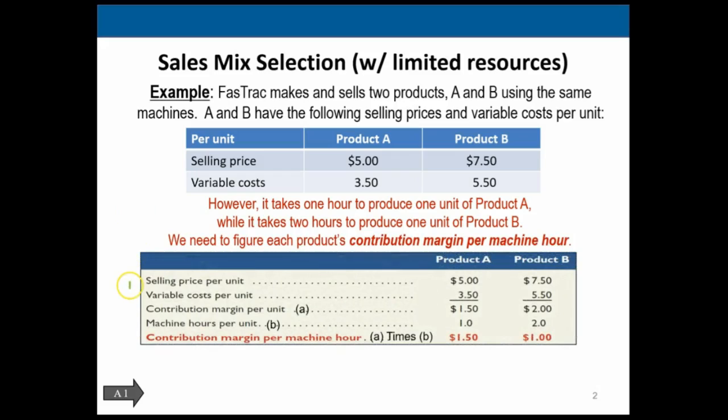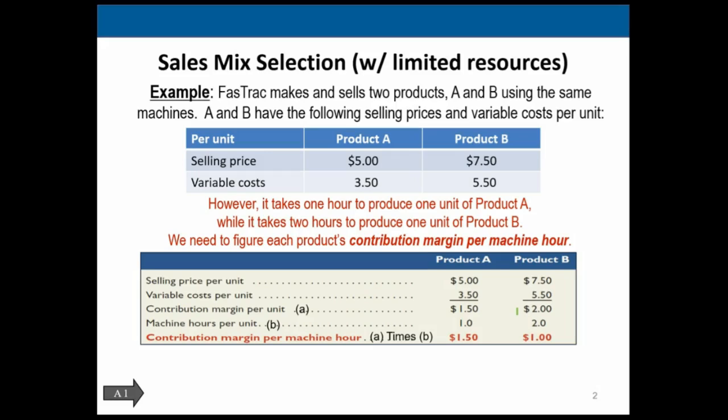So if we take the selling price per unit, we have the $5 and the $7 for A and B respectively, and they had the variable costs being $3.50 and $5.50 respectively. Therefore, the contribution margin, which of course is the sales price minus the variable cost per unit, in this case is $1.50 for A and $2 for B. Therefore, if we do not have a bottleneck situation, then B has a higher contribution margin, and if we can have unlimited sales and unlimited production, then B would be the way we would want to go in that case.